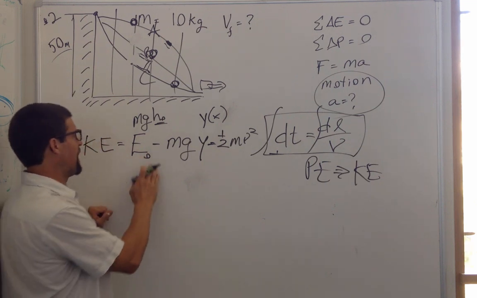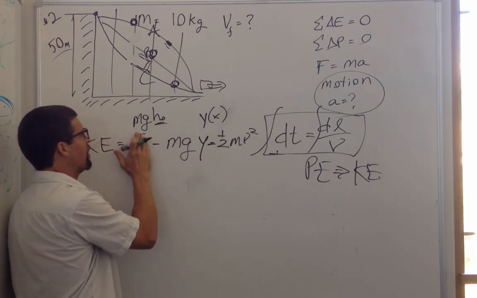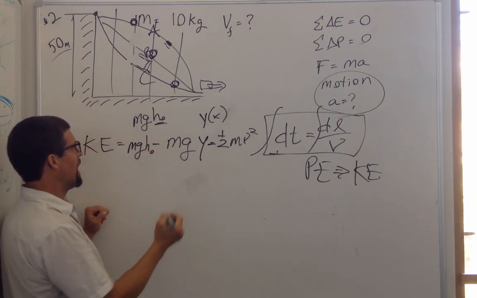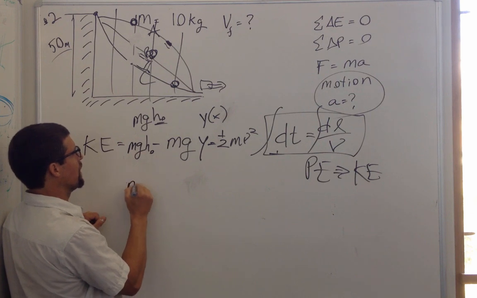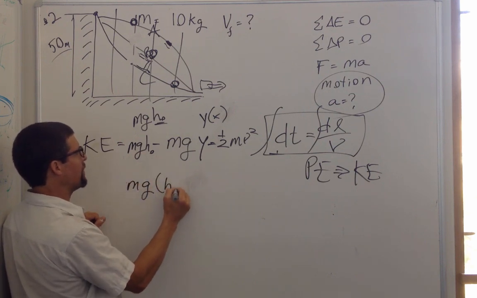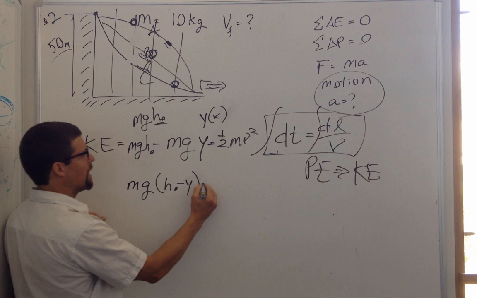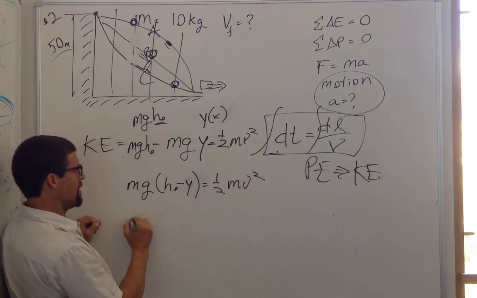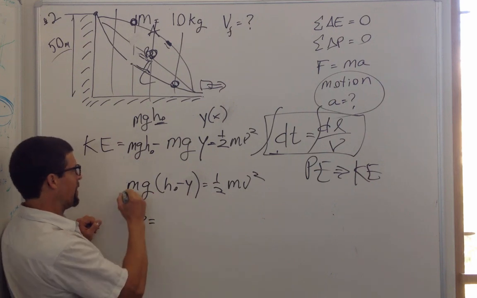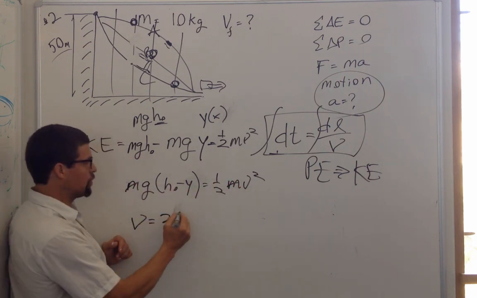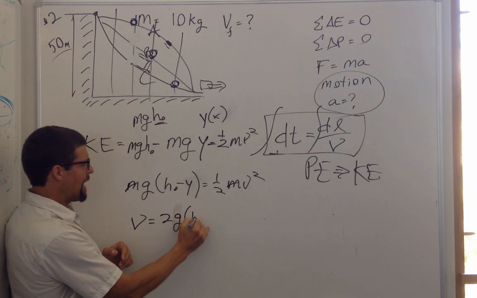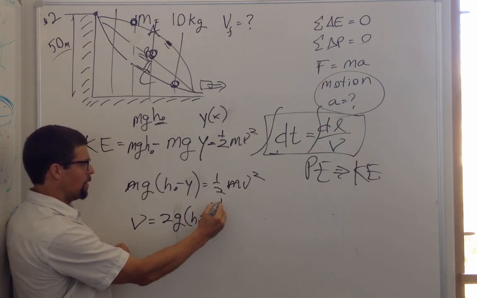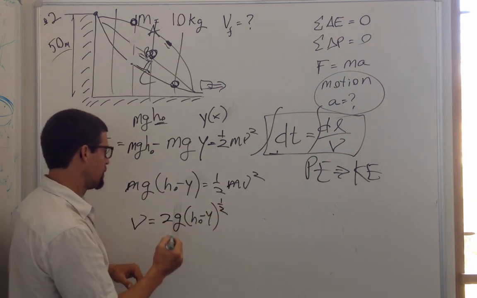And maybe I want to simplify things by replacing this with mg h naught. And so now I have mg times h naught minus y is equal to 1/2 mv squared. And I can solve for v. V is then equal to, the m's cancel, 2g times h naught minus y, to the 1/2 power.